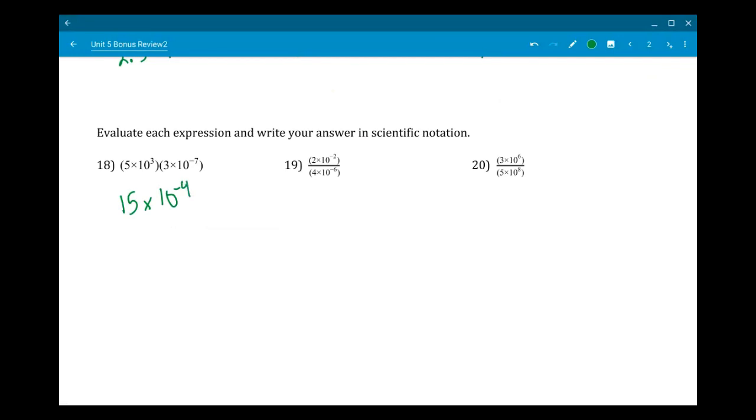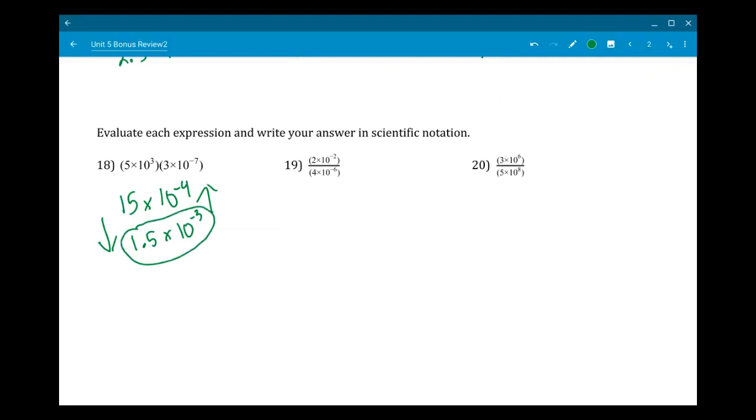The only thing you really have to pay attention to then is whether your answer is in scientific notation. In this particular case, unfortunately, it's not, because 15 is not between 1 and 10. You've got to make the same adjustment that you made before. I'm going to need to drop my 15 down to 1.5, and I'm going to need to increase my -4 up to -3.